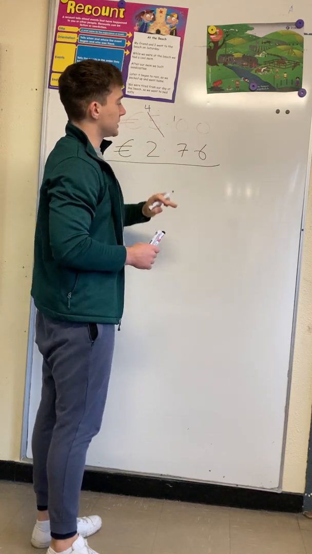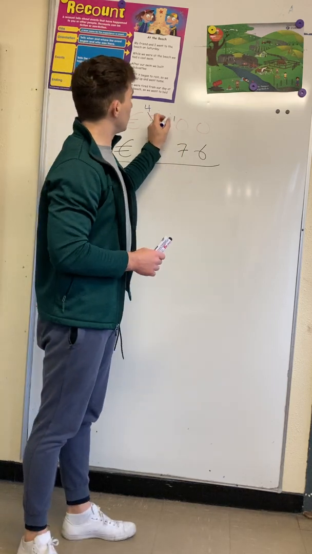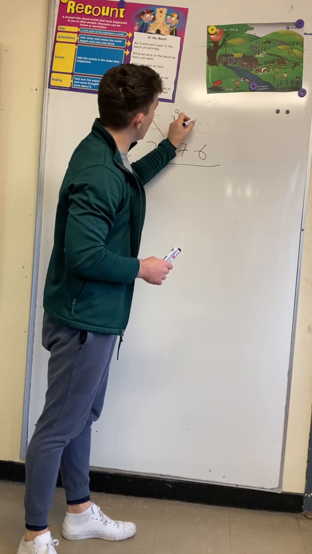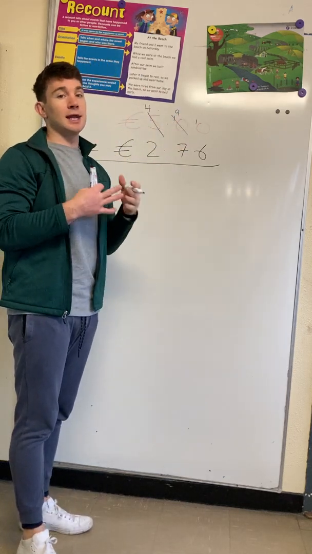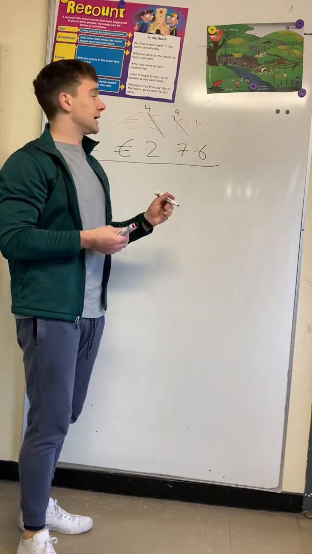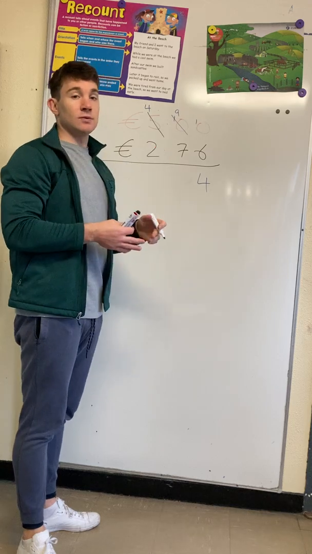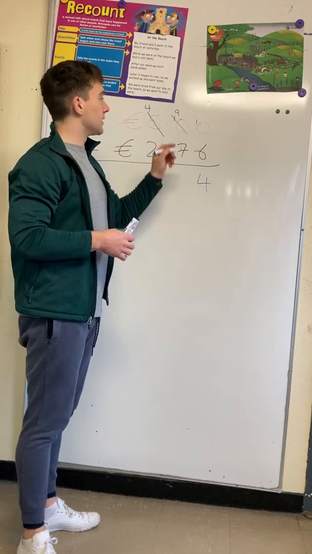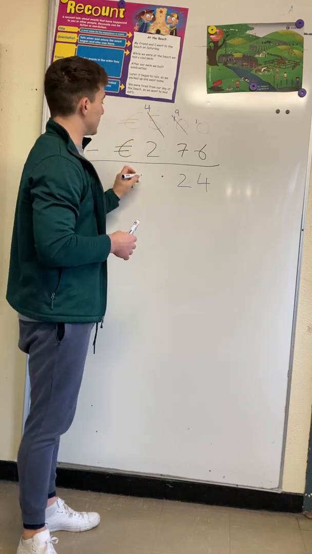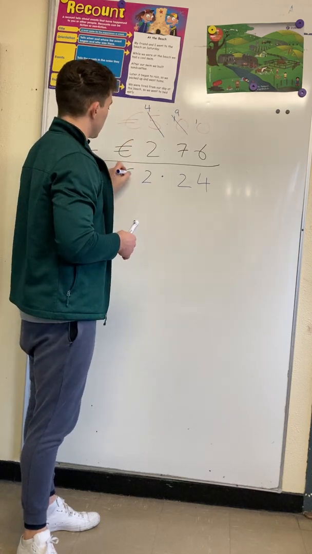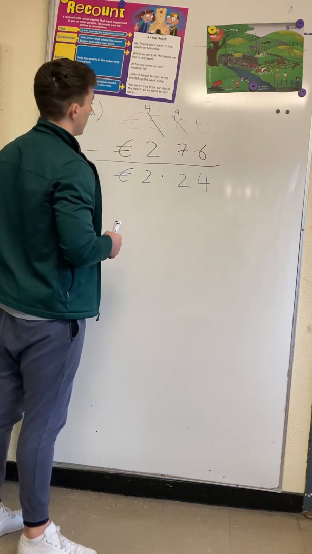Now 0 take away 6 we still can't do, but we can borrow from your neighbour. So 10, reduce it down to 9 and bring over 1 to make it 10. Now 10 take away 6, we can do that. A lot of people will know that straight away. 10 take away 6 is 4. 9 take away 7, we've got more on the top so we can take it away. 9 minus 7 is 2. And then 4 take away 2 is simply €2.24. So that's for 3 part A, or 3-1.